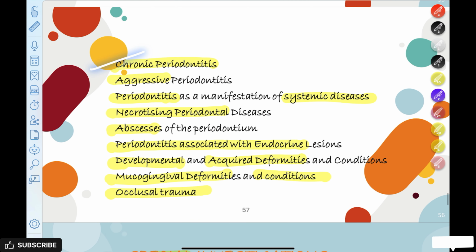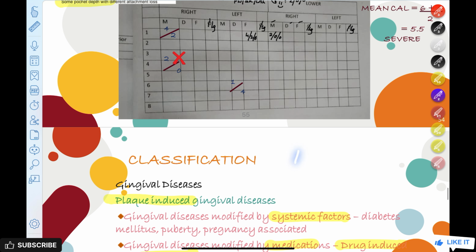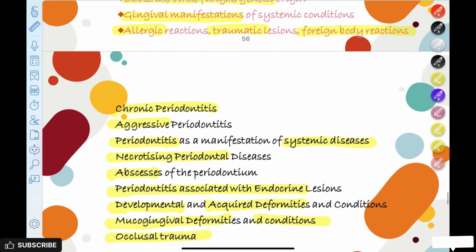Next we have chronic periodontitis, aggressive periodontitis, periodontitis as a manifestation of systemic disease, necrotizing periodontal disease, abscess of periodontium, periodontitis associated with endocrine lesions, developmental and acquired deformities and conditions, mucogingival deformities and conditions, and occlusal trauma. There are two classifications, according to 1999 and 2017. Just check it once, which is the following classification.